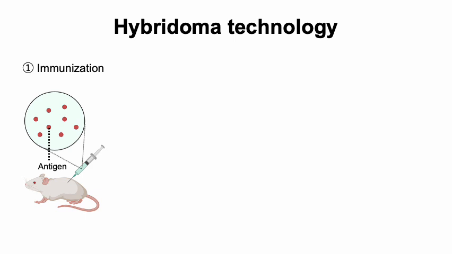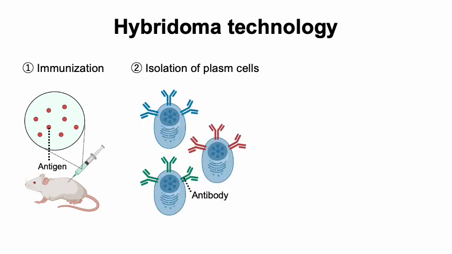It consists of 6 major steps. First, a mouse is immunized with the target antigen. This stimulates B cells that produce antibodies against the antigen. After immunization, we harvest antibody-producing B cells from the mouse spleen.